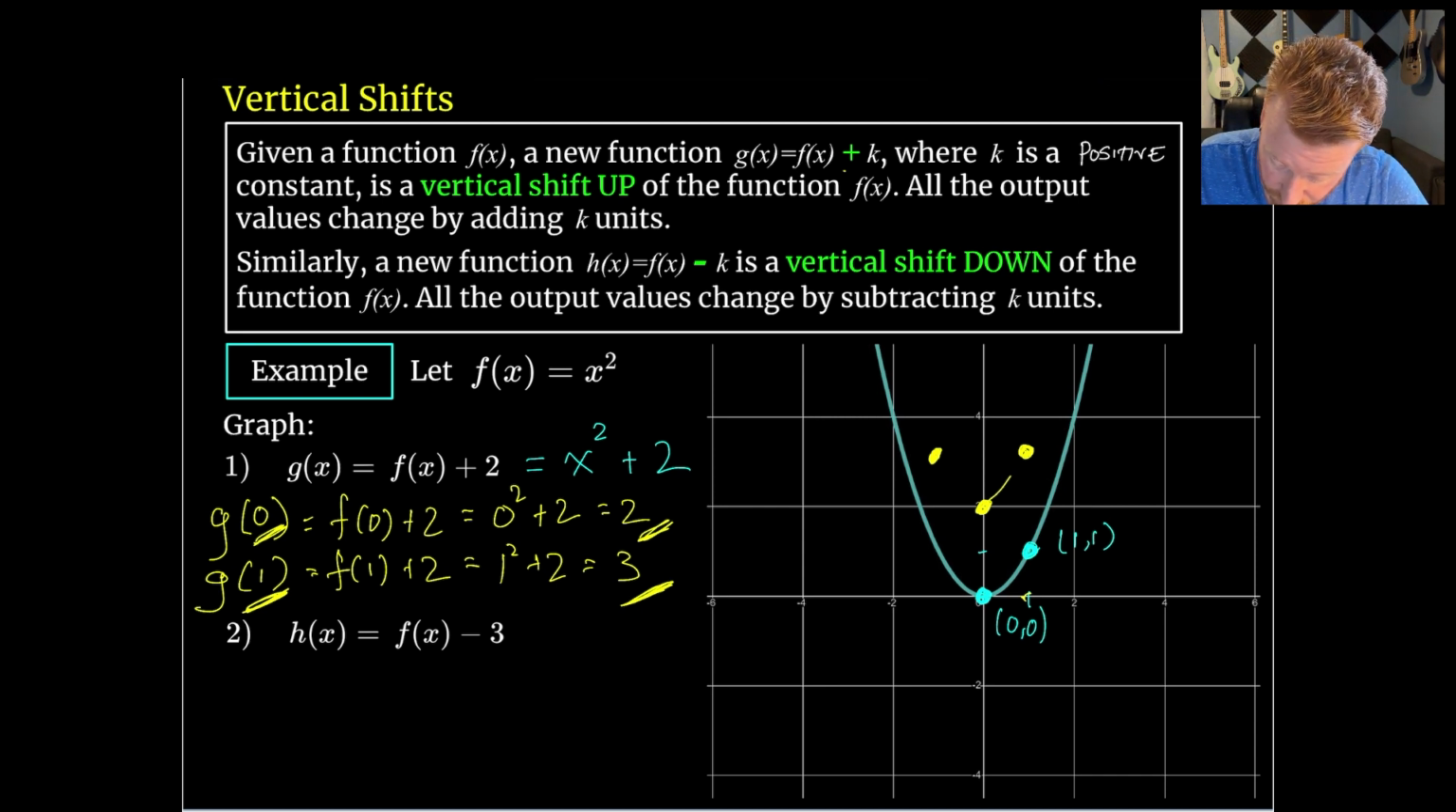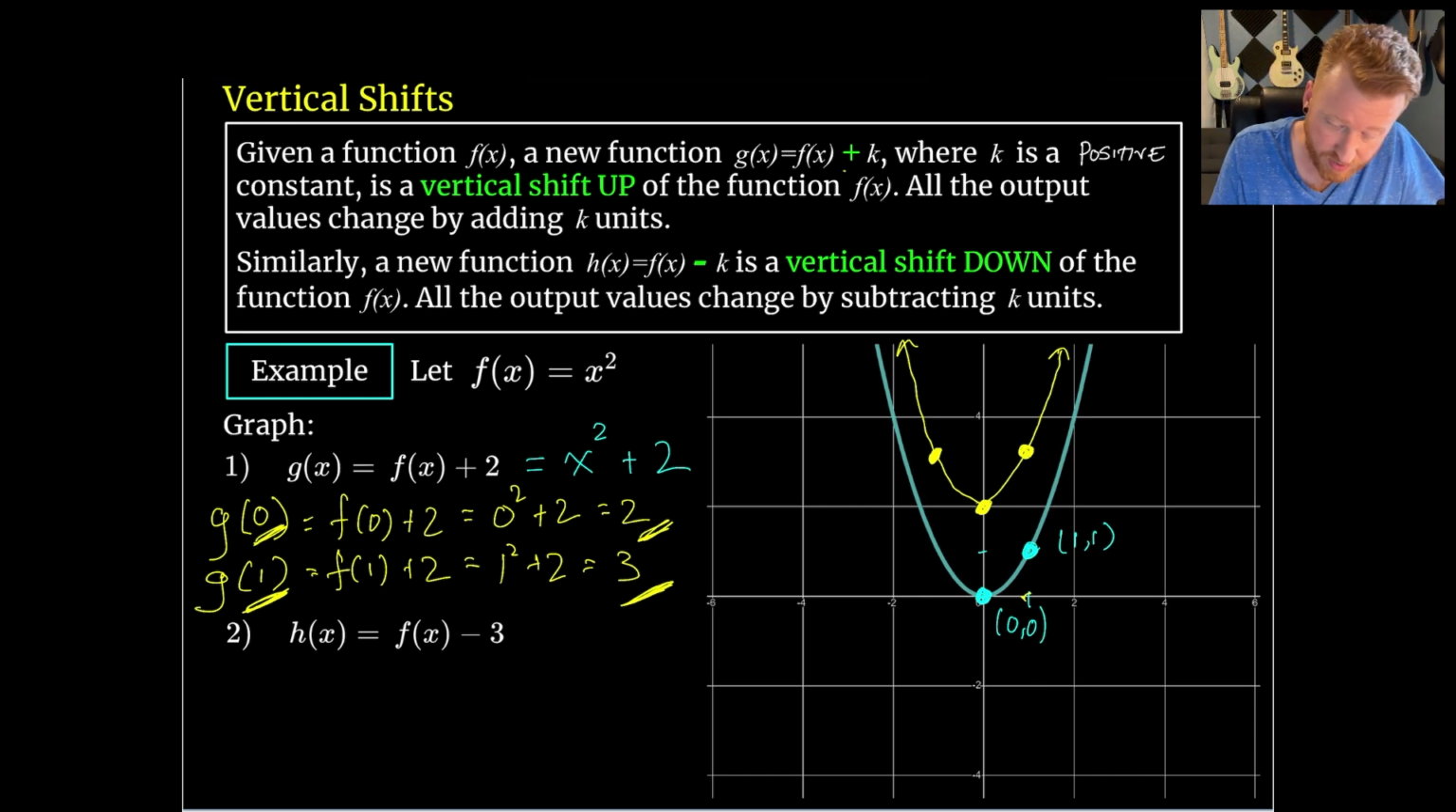So now we have this new graph that looks something like this. It is very similar to our original graph of x squared, but everything has been shifted up by 2 units, because again, we're just looking at the output of f of x, adding 2 to it, which makes all of the outputs move up 2 units.